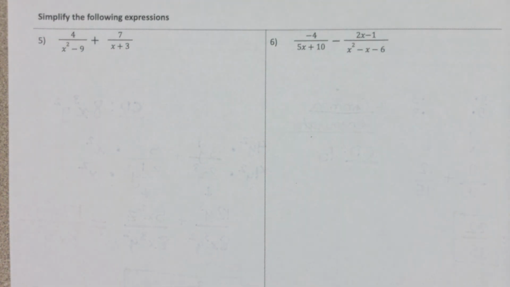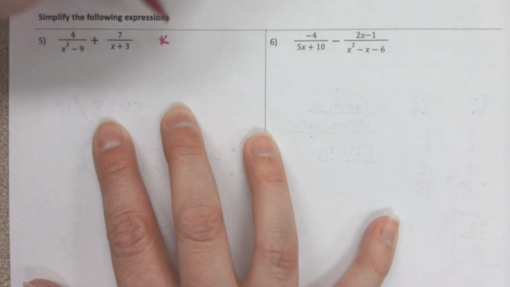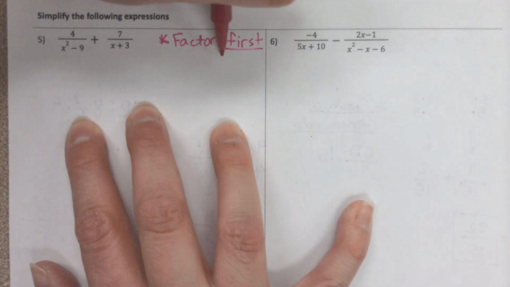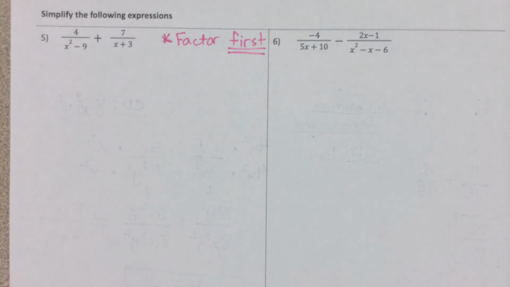5 and 6 are the same thing, but now we have factoring added to the mix, which we've done a lot of factoring over the past week, so we're in practice. Whenever you see factoring, that's the first thing you'll do. Because typically once you factor, then you can clearly see the common denominator. So on this one, I'm going to make a note here. Factor first. If you can factor, do it. Then do the process.